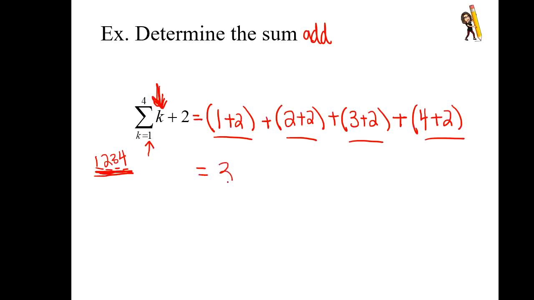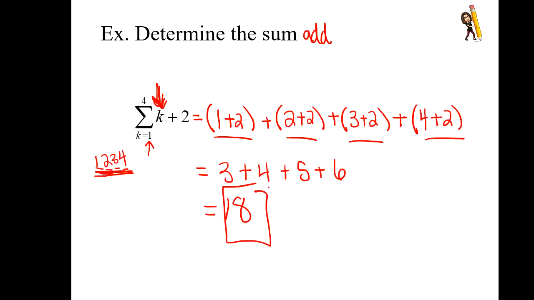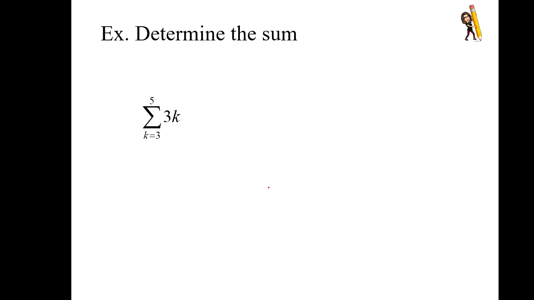So 1 plus 2 is 3, 2 plus 2 is 4, 3 plus 2 is 5, 4 plus 2 is 6. So now that's our last step, is to take 3 plus 4 plus 5 plus 6, which is 18. So that's our final answer, 18.